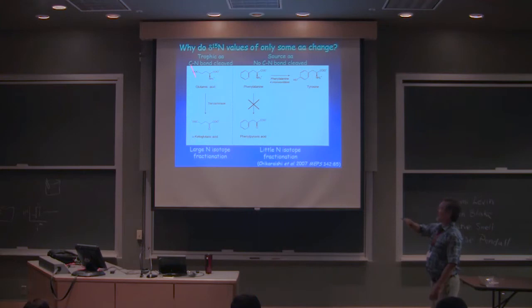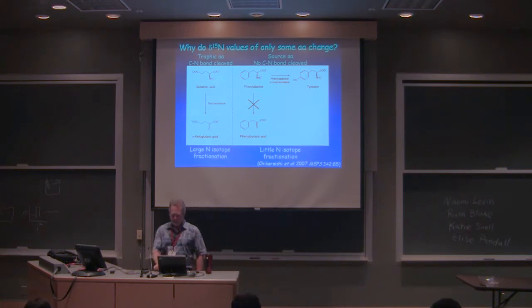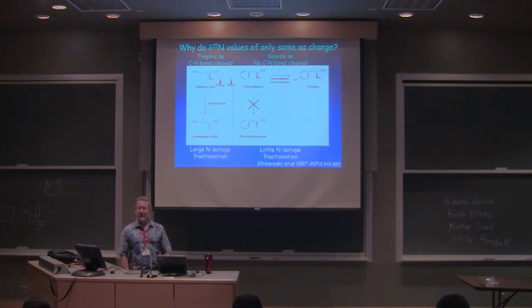But we can think of a trophic amino acid like glutamic acid. Glutamic acid undergoes deamination, and there's an amine group on there that contains 14N and 15N. Which of those is the weaker bond? 14N. Which of those, when you break that carbon-nitrogen bond, is going to preferentially break? 14N. So yes, we lose 14N, and the glutamic acid becomes enriched in 15N as it's converted to alpha-ketoglutaric acid.